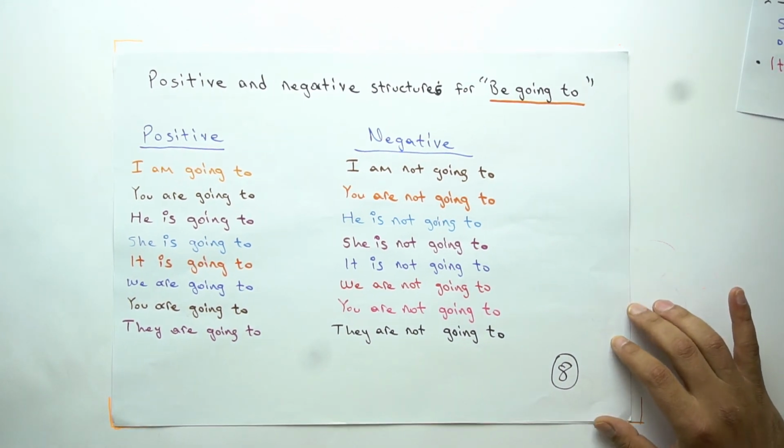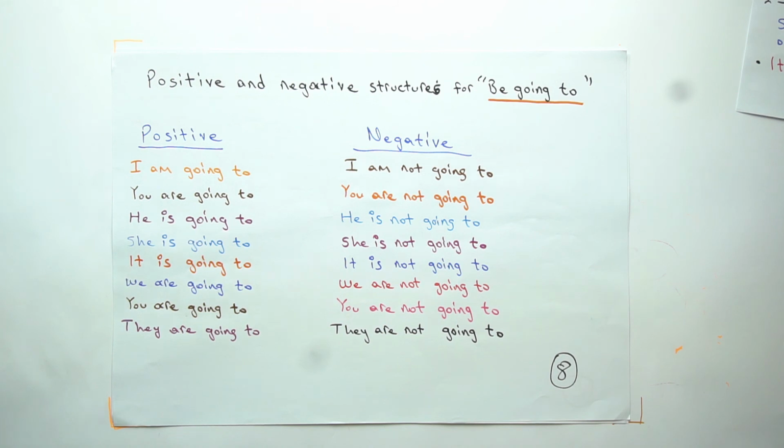Yes, now let's study the structures of be going to form, everybody. You know that there are positive and negative structures for be going to. As for the positive ones, I, you, we, they, he, she, it, then we have to add the auxiliary verb am, is, are, then going to, then the verb comes in the base form. For the negative structures, I am not, you are not, he, she, it is not, we are not, you are not, or they are not, then we just add going to and the base form of the verb, then the complement of the sentence comes.